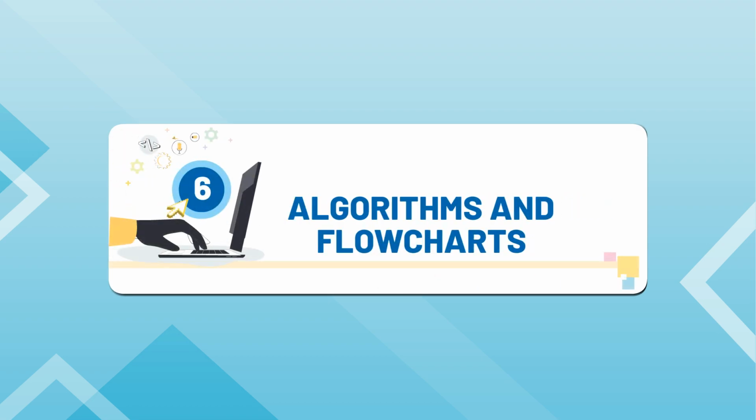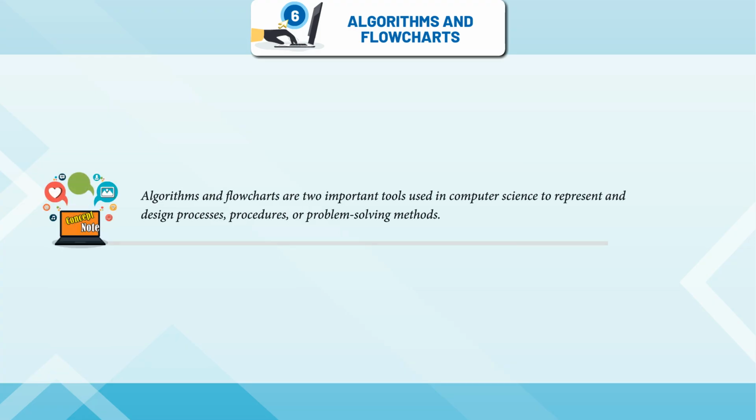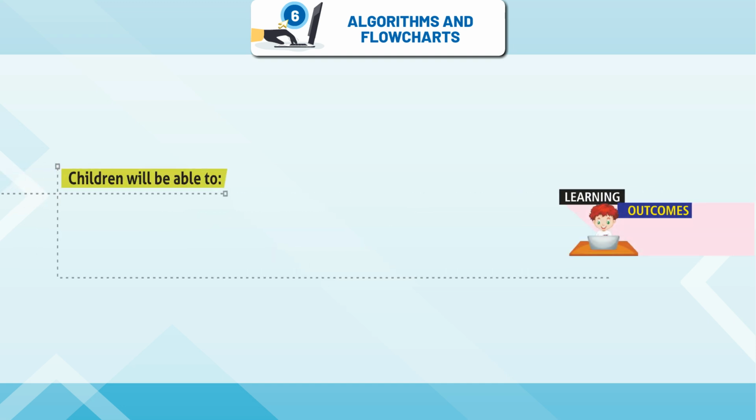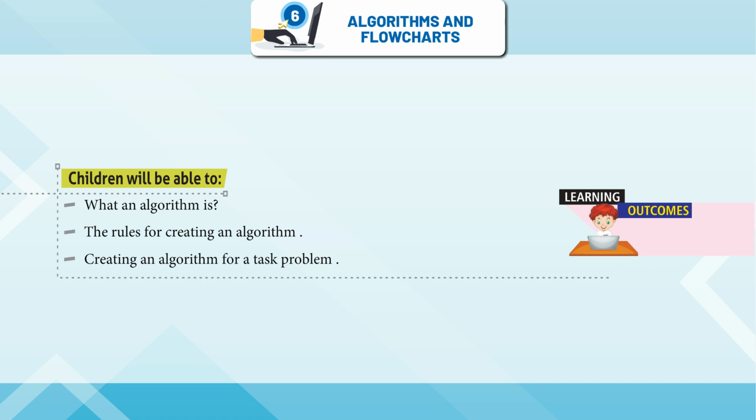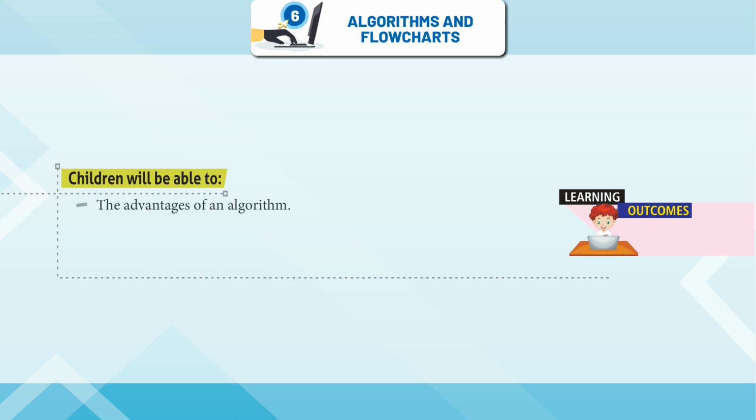Lesson 6. Algorithms and Flowcharts. Algorithms and flowcharts are two important tools used in computer science to represent and design processes, procedures, or problem-solving methods. Children will be able to learn what an algorithm is, the rules for creating an algorithm for a task problem, the advantages of an algorithm, what a flowchart is, symbols in a flowchart, creating a flowchart from an algorithm, the advantages or disadvantages of a flowchart.